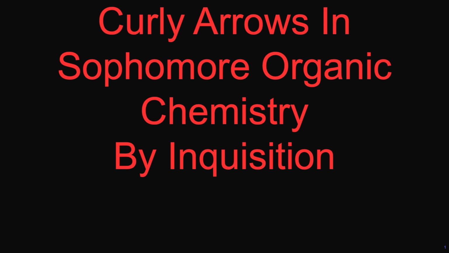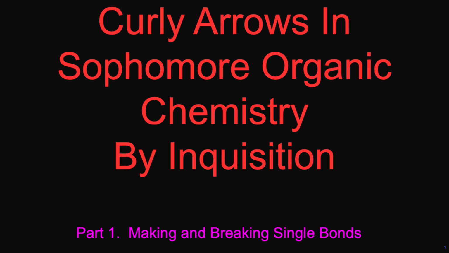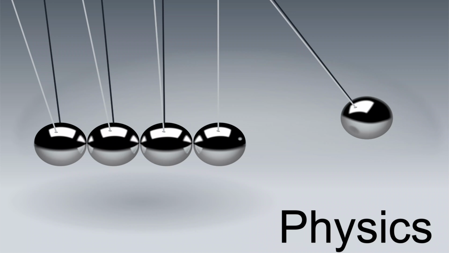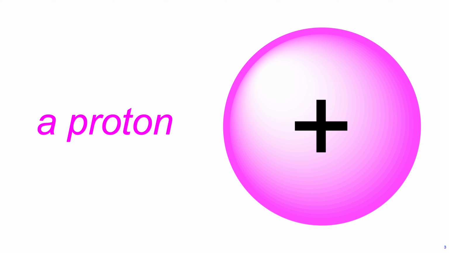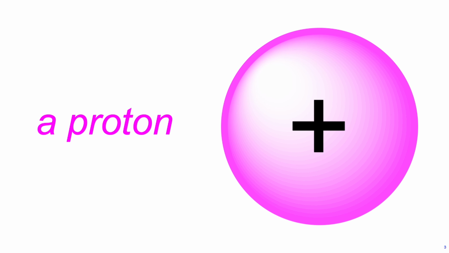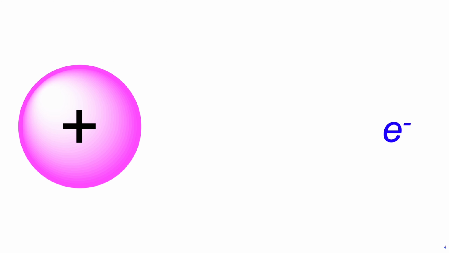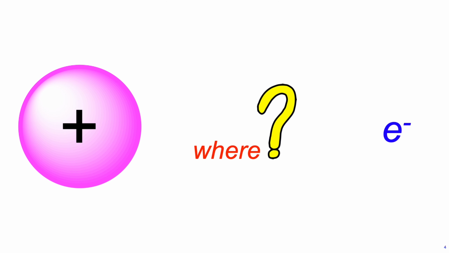Let's talk about curly arrows, making and breaking single bonds. We're going to approach this from the very basic, and I'm going to talk about the physics of it. If we just have a nucleus with one positive charge in it, what do we call that? A proton. If I bring an electron close to this proton, is it attracted to it? Yes. Where is it going to go?